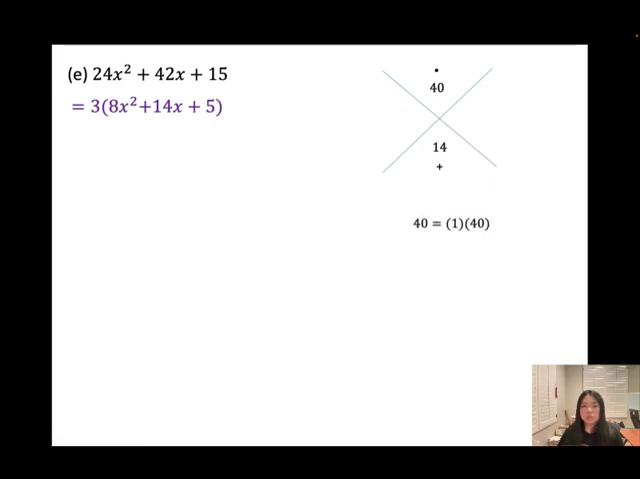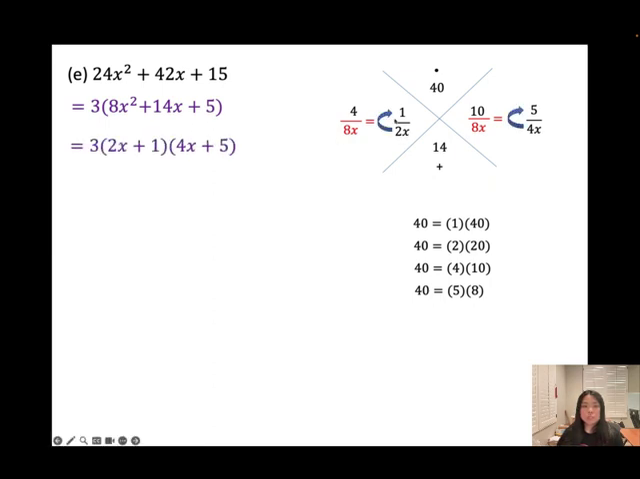So write it out. 1 times 40, 2 times 20, 4 times 10, 5 times 8. That's it, right? Okay, which one added up is going to be equal to 14? That will be this guy, right? So 4 and 10 here. And make sure you're going to divide it by x. Simplify it. So your final answer, that will be 2x plus 1 times 4x plus 5. Okay, you do have a 3 here. Keep your 3.